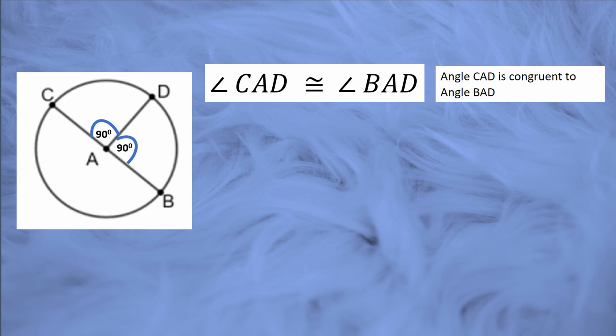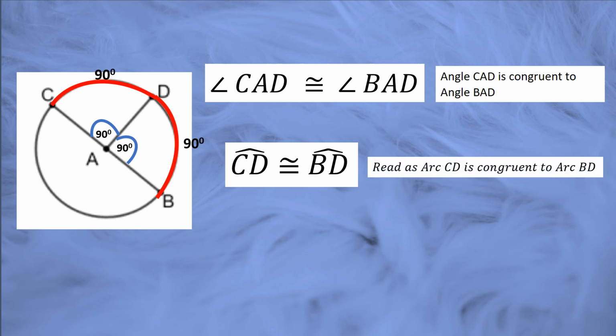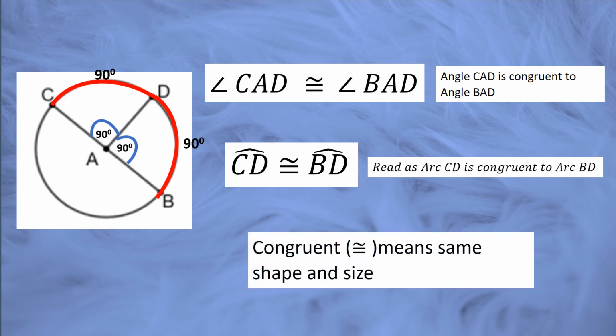In addition, since it is a central angle, the measure of the central angle is equal to the measure of its intercepted arc. So, what is the intercepted arc of angle CAD? Of course, it's arc CD. And of course, they are equal, right? And then the intercepted arc of angle BAD is arc DB or BD, which is also 90 degrees. So it goes that arc CD is congruent to arc BD. When we say congruent, it means same shape and same size. So the sizes are equal and the shapes are the same. So that's theorem number 1.